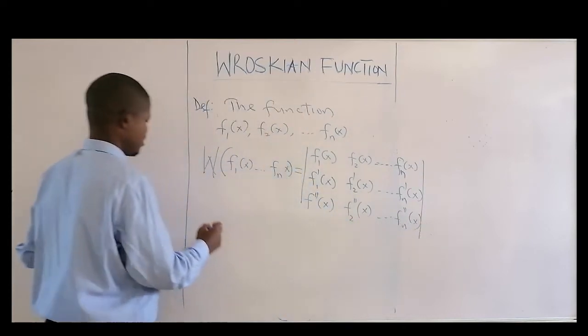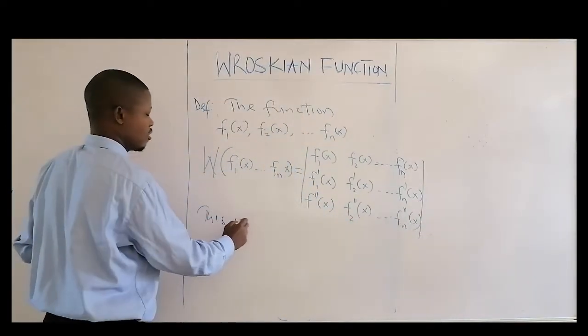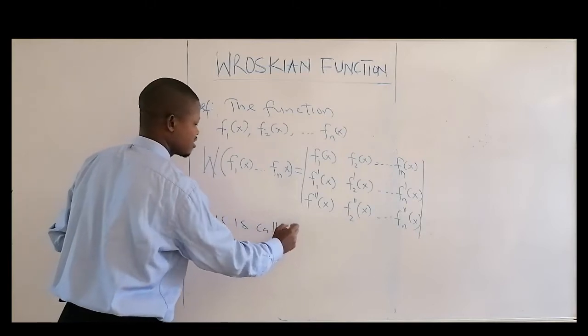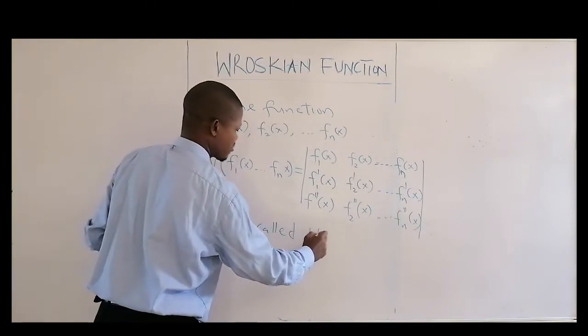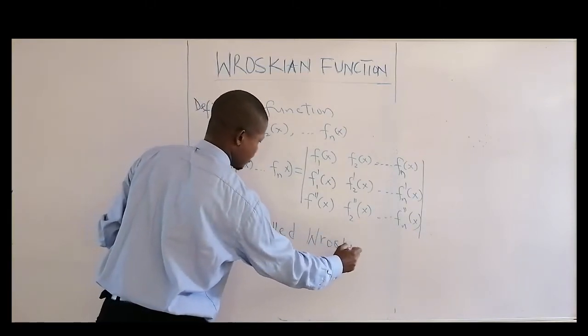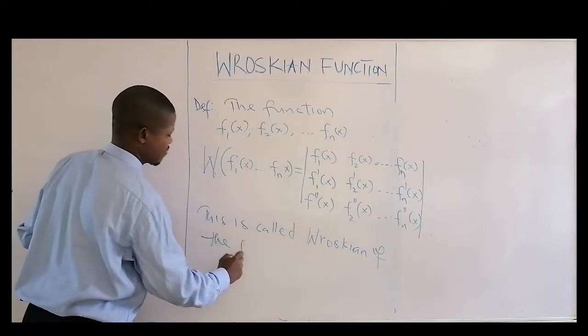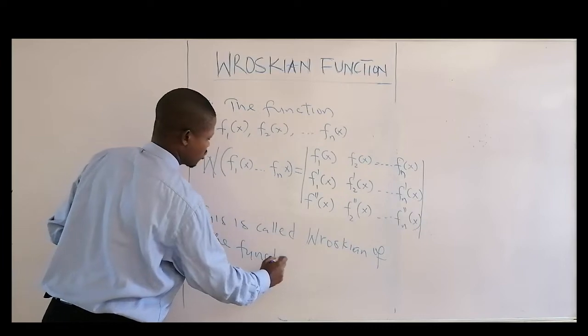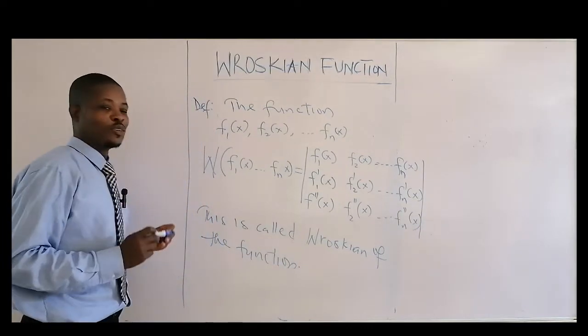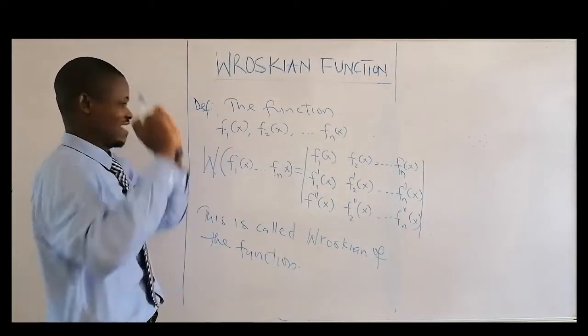So this is called what? This is called the Wronskian of the functions. Okay, we're not going to worry about grammar here. We just go straight to applications of that.